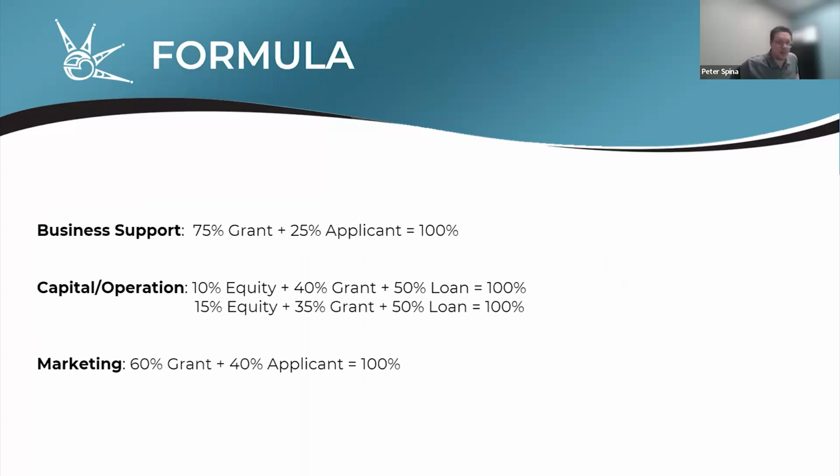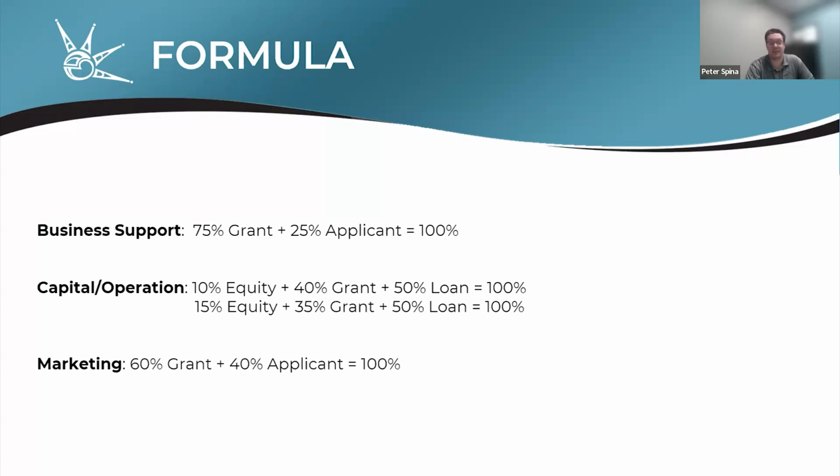As the ABFP is a formula, this is kind of just a breakdown of how it would look. With business support costs, like I had mentioned, it is 75% grant. So that's what would be covered by the program. And then the remaining 25% is what you, the applicant, would put in. So that's 100% of those costs.